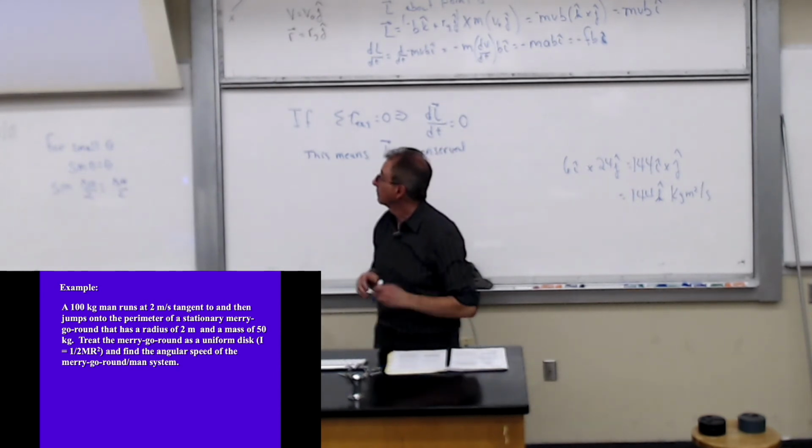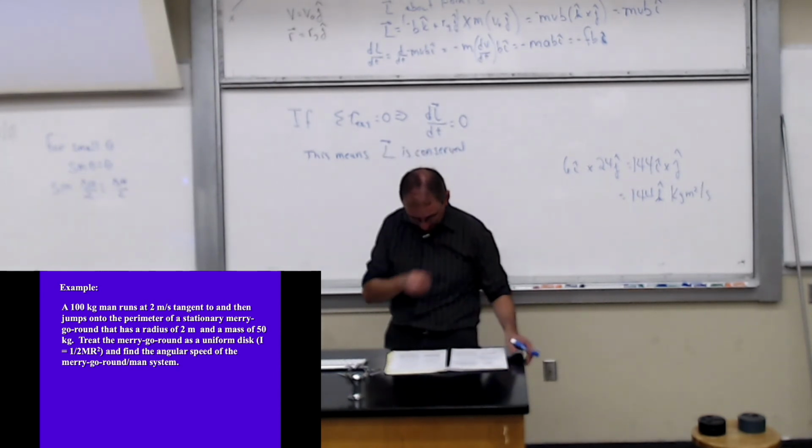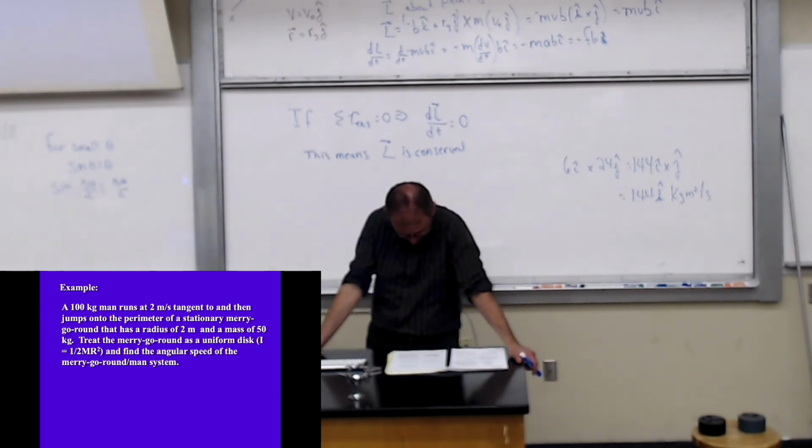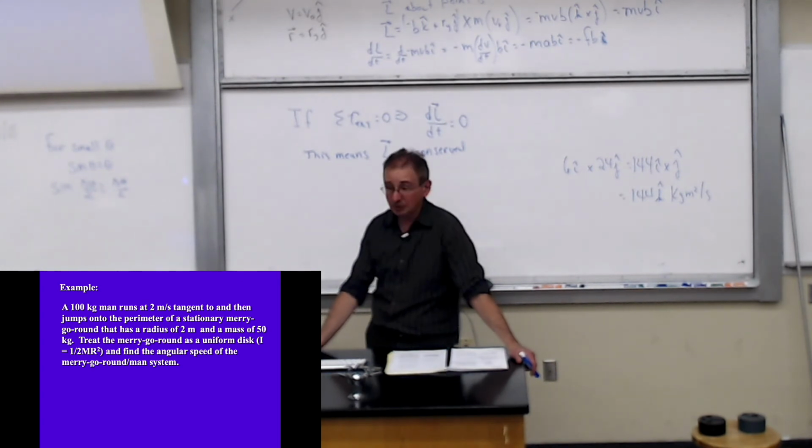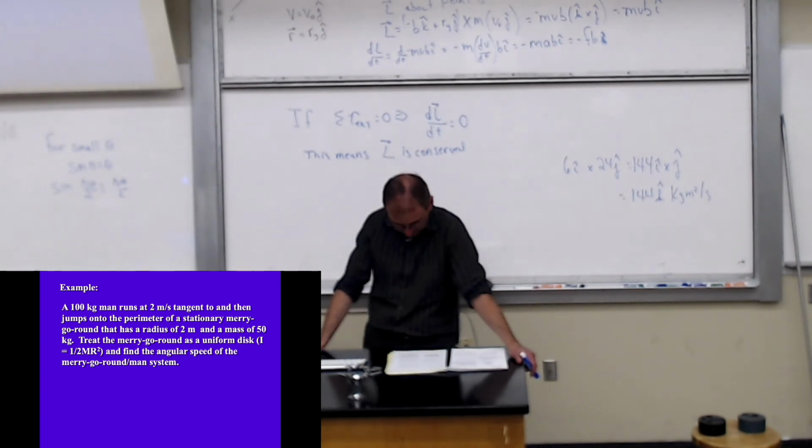Okay. So let's say we have this person. There's 100 kilograms, runs at 2 meters per second, tangent to, and then jumps onto the perimeter of a stationary merry-go-round. The merry-go-round has a radius of 2 meters and a mass of 50 kilograms. I want to treat the merry-go-round as a uniform disk. I want to find the angular speed of the merry-go-round and man system.